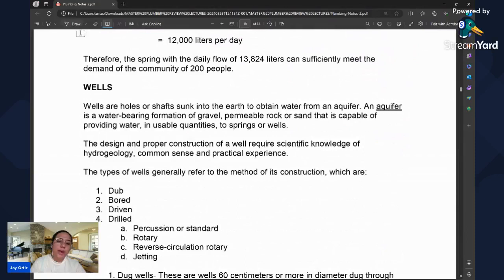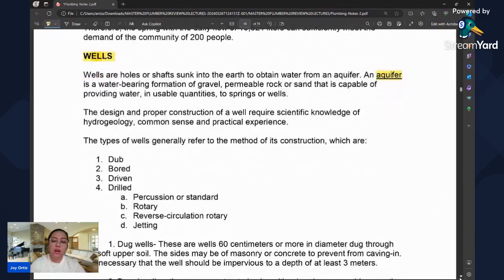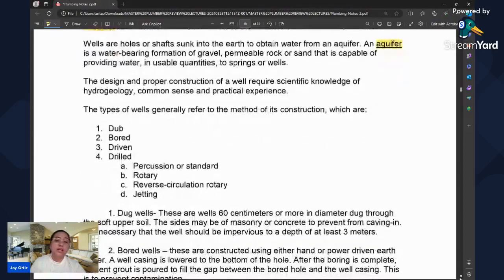Ngayon, let's go to well. So, well, ito yung balon. Kung kanina yung spring is bukal, ito naman balon. So, yung balon, where are the holes or shafts sunk into the earth to obtain the water from the aquifer? So, what is an aquifer? An aquifer is a water-bearing formation of gravel, permeable rock, or sand that is capable of providing water in usable quantities to springs or wells. So, the design and proper construction of a well require scientific knowledge of hydrogeology, common sense, and practical experience.